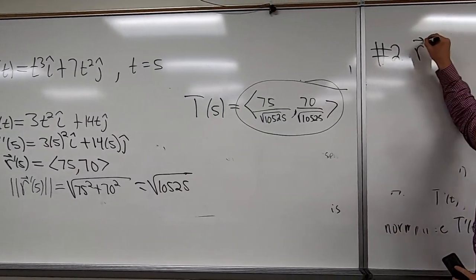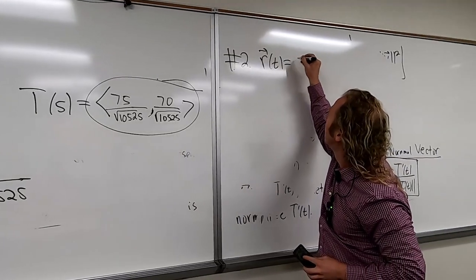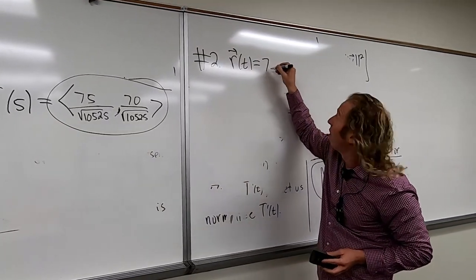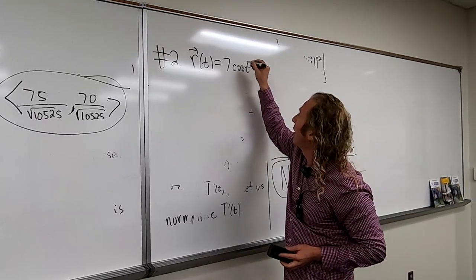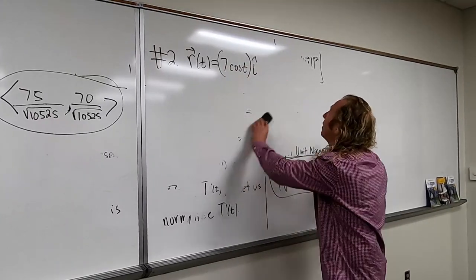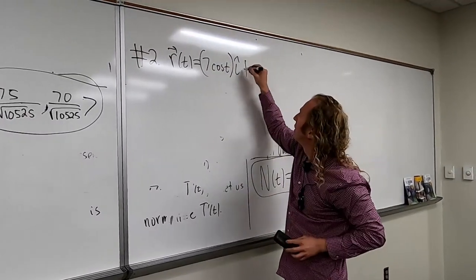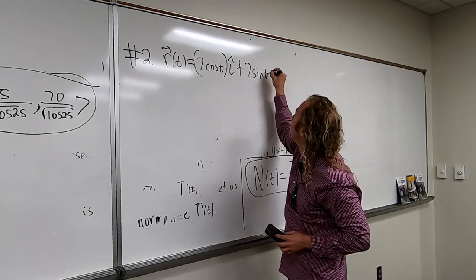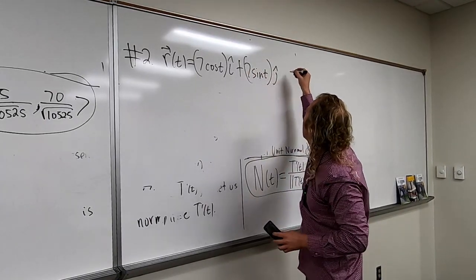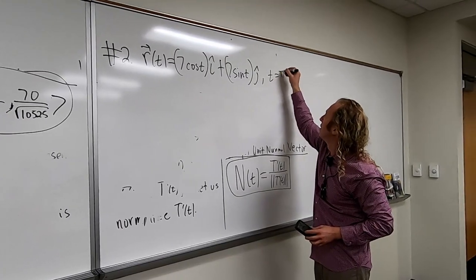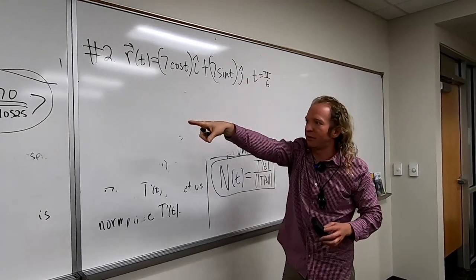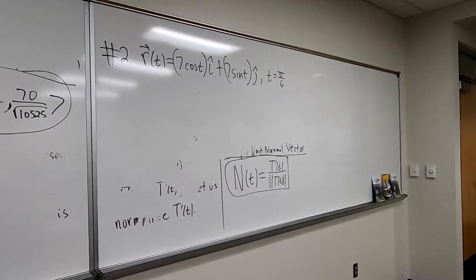So it's r of t equals 7 cosine of t i hat plus 7 sine t j hat, at t equals pi over 6. And it wants the same thing? Same thing. Okay.